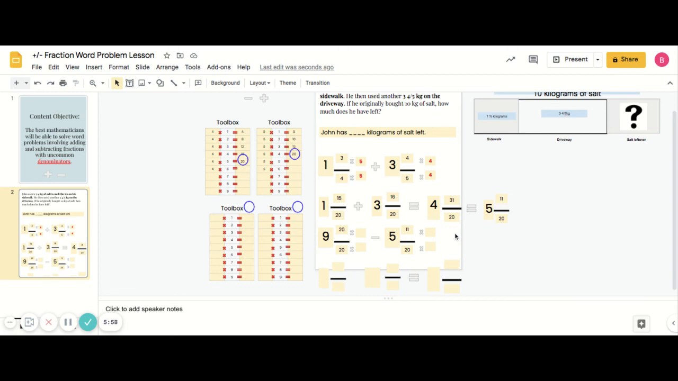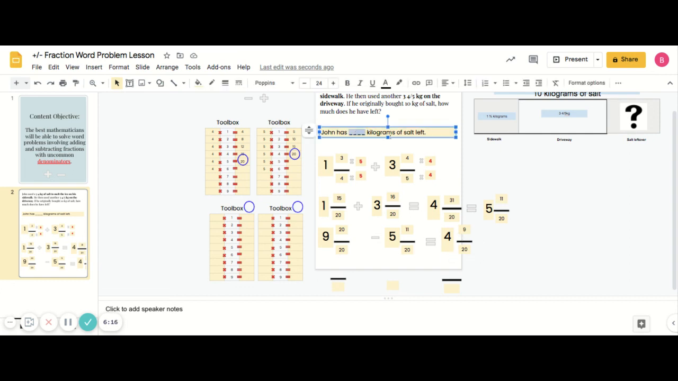So we can go ahead and make that subtraction now. So I know that 9 minus 5 is equal to 4. And 20 minus 11 is equal to 9. And then our denominator is going to stay the same. So our final answer is going to be 4 wholes and 9/20.